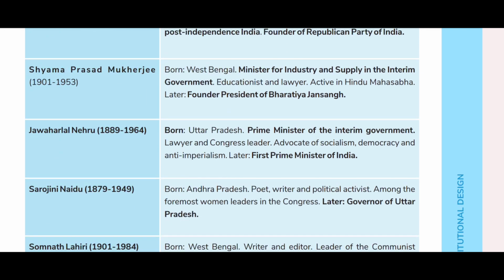Syama Prasad Mukherjee was born in 1901 and died in 1953. He was born in West Bengal, Minister of Industry and Supply in the interim government. He was an educationist and lawyer. He was active in Hindu Mahasabha. Later he became the founder and president of Bharatiya Jana Sangh.